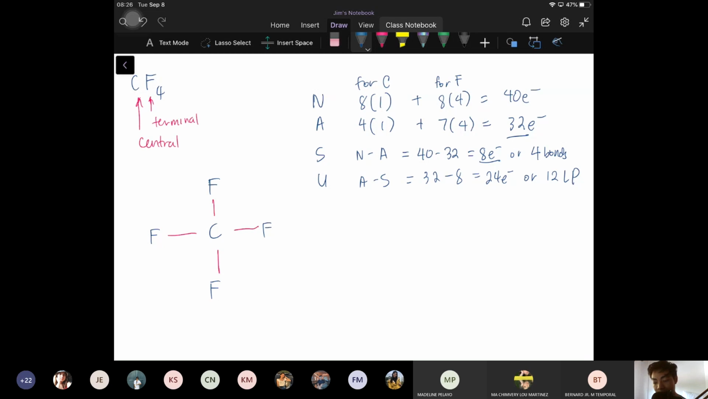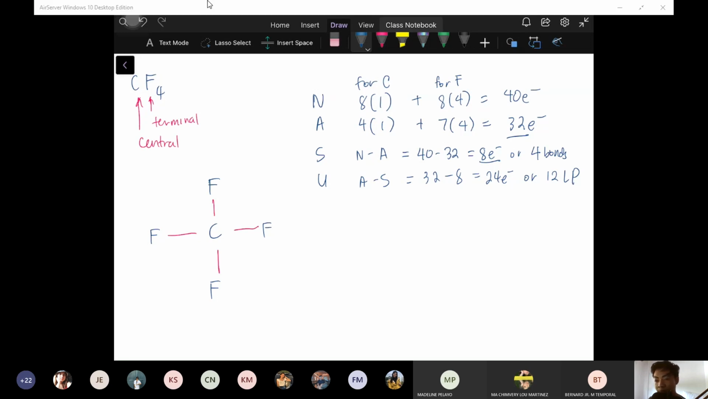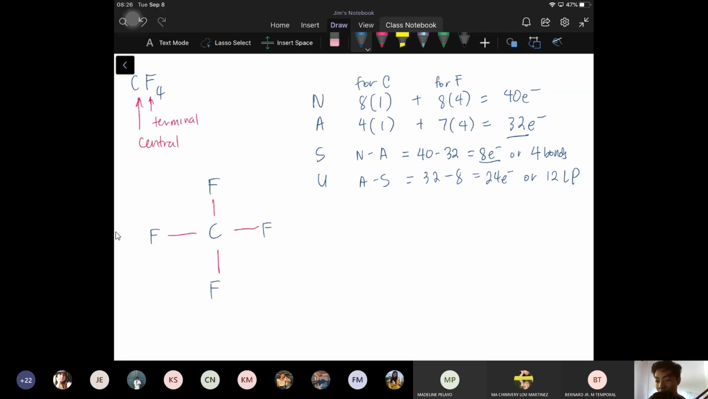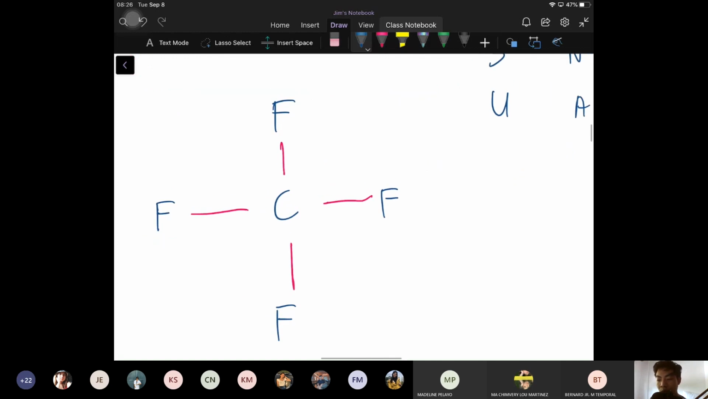Saan natin ilalagay sila? When you are going to place your lone pairs, you have to place it muna on the terminal atoms. Terminal atoms muna before you go sa central. Kapag may natira sa central, okay? So, paano tayo sir maglalagay ng lone pairs? Make sure when placing electrons, you still follow the octet rule. You still follow the 8 electrons needed for that atom. So, distribute natin yung 12 lone pairs.